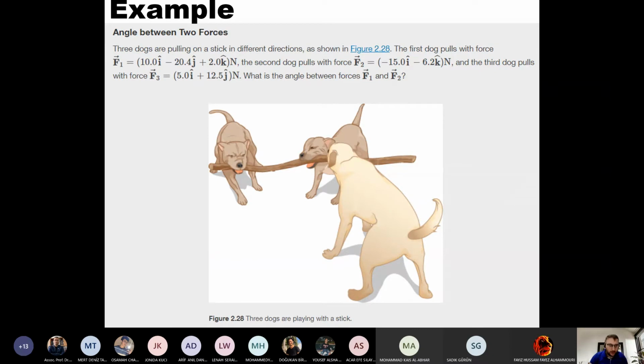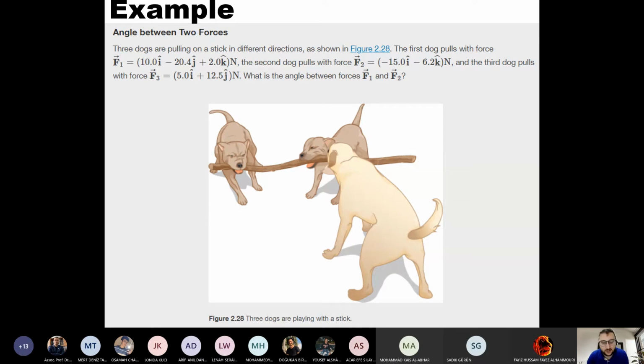Three dogs are pulling on a stick in different directions. The first dog pulls with force F1 equal to 10 i hat minus 20.4 j hat plus 2 k hat Newton. The second dog pulls with force F2 equal to minus 15 i hat minus 6.2 k hat Newton. And the third dog pulls with force F3 equal to 5 i hat plus 12.5 j hat Newton. What is the angle between the forces F1 and F2? So how can you find it?